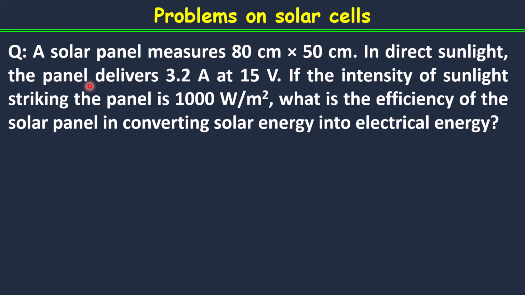Here is the problem. A solar panel measures 80 centimeters by 80 centimeters. This is the dimension of your solar cell. In direct sunlight, the panel delivers 3.2 amperes at 15 volts. That means this solar cell is giving you 3.2 amperes of current at 15 volts. If the intensity of the sunlight striking the panel is 1000 watt per meter square, what is the efficiency of the solar panel in converting solar energy into electrical energy, right?